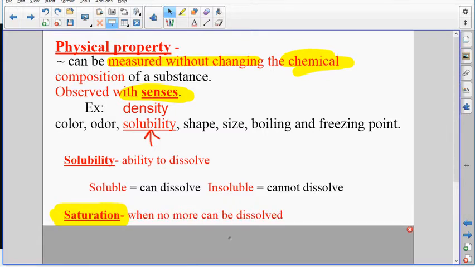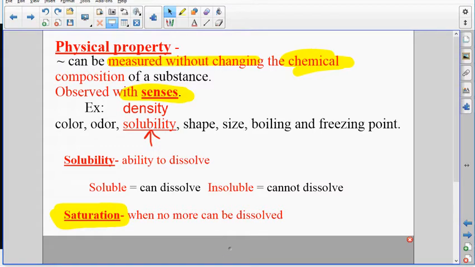And saturation is when no more can be dissolved. So you get to a point where something's completely saturated, you can't dissolve any more of a substance in it. So imagine if I poured an entire truckload of salt onto this little beaker of water. That'd be too much salt. That water would become saturated and it would get to a point where it can't hold any more salt.